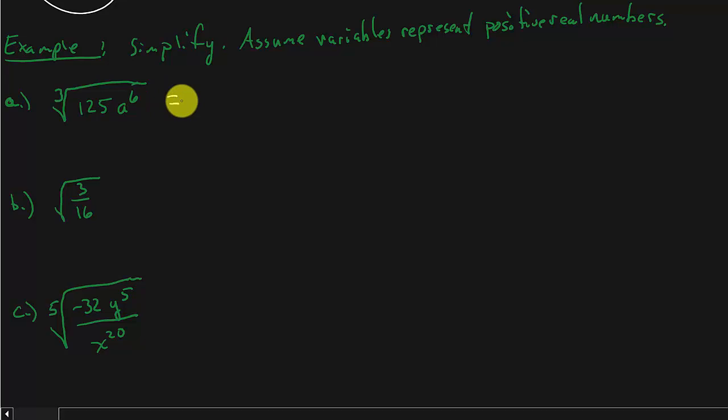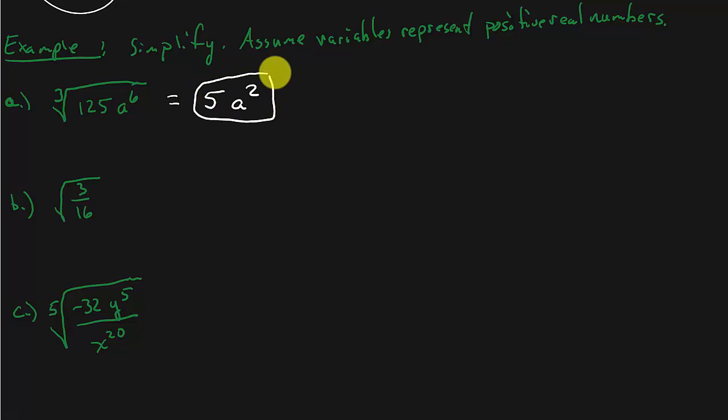Okay, so let's look at this. So we've got the cube root of 125a to the 6th. So all I'm going to do is take the cube root of each term. So the cube root of 125, that would be what? 5, because 5 cubed is 125. And then the cube root of this, 3 goes into 6 2 times. And so that's going to be a squared. And there's my answer.